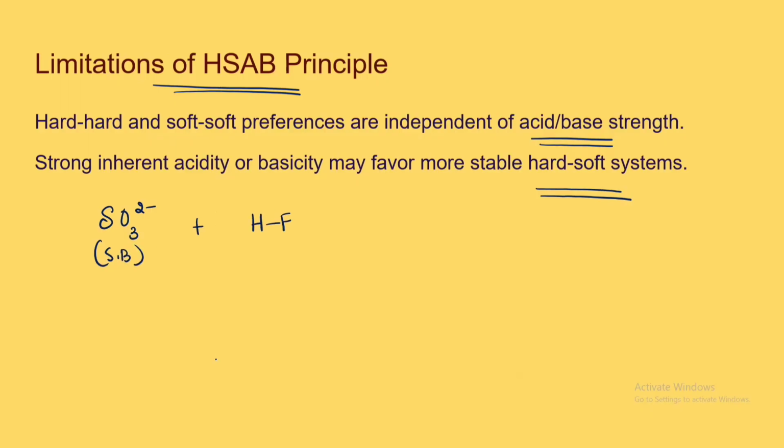Now suppose it reacts with HF, which is nothing but the hard acid. So it should give HSO3 minus, along with F minus. So here this is hard, whereas this is soft, right? According to the HSAB principle, this particular reaction should not be feasible. But this reaction can occur. So these are a few limitations with respect to the HSAB principle.